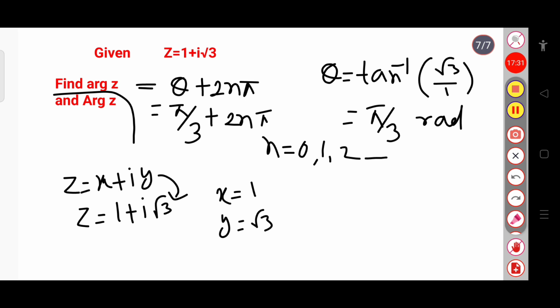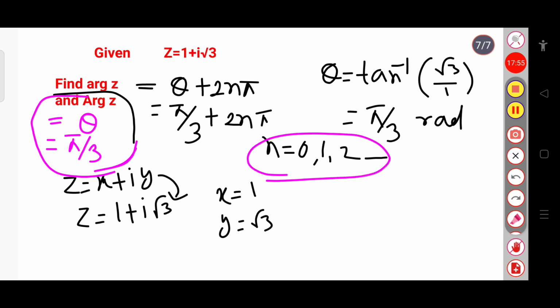Now, we will see what is the value of the capital argument of z. This capital argument of z is the principal argument, which is theta, equal to pi by 3. It is a single valued function. It means that only pi by 3 is the argument of z here, and when the multi-valued function exists, meaning n equals 0, 1, 2 and so on, then the small argument of z is pi by 3 plus 2n pi. Clear? So, this is all about the polar form of the complex number.